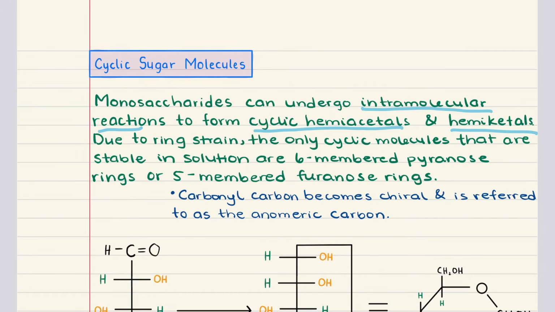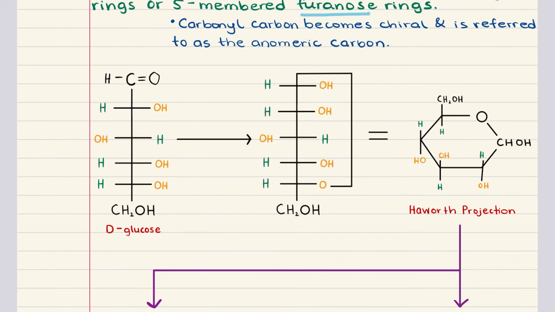But not all ring sizes are equally stable. Because of ring strain, only certain rings tend to form under physiological conditions. The most stable are 5-membered rings and 6-membered rings. A 5-membered ring is called a furanose, and a 6-membered ring is called a pyranose. Now let's keep this in mind and take a look at D-glucose as an example.